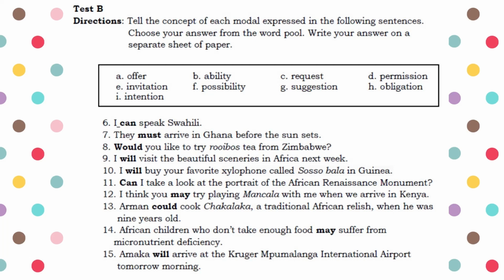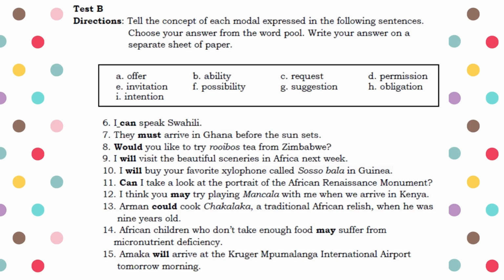Number 6. I can speak Swahili. Number 7. They must arrive in Ghana before the sun sets. Number 8. Would you like to try rooibos tea from Zimbabwe? Number 9. I will visit the beautiful sceneries in Africa next week. Number 10. I will buy your favorite xylophone called Sosobala in Guinea.